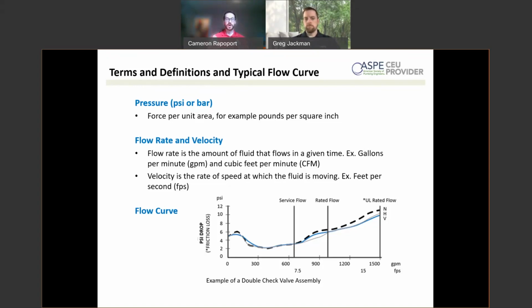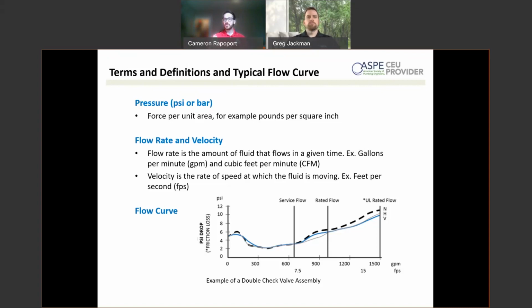You'll see a UL rated flow. UL actually sets their own rated flows that the backflow preventers are tested to be UL rated. And that's going to be much higher. So for fire systems, we're going to use that. And the reason they're different is because one, fire systems tend to have much higher potential flow rates.